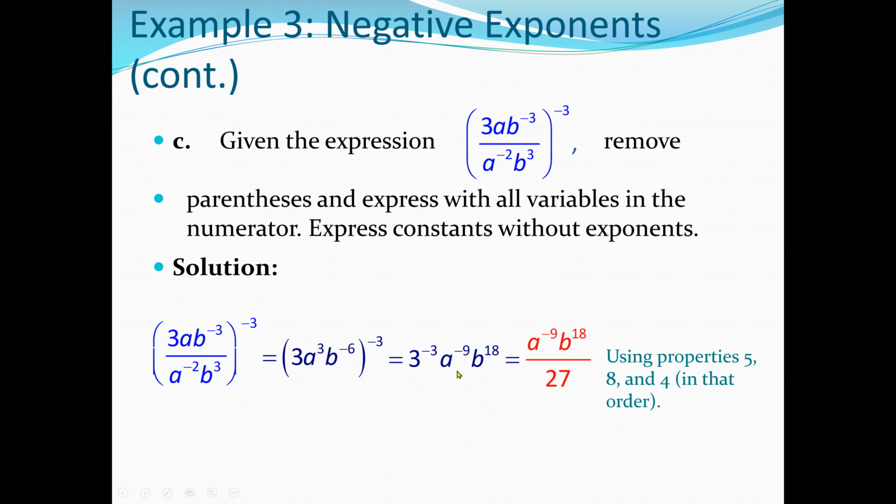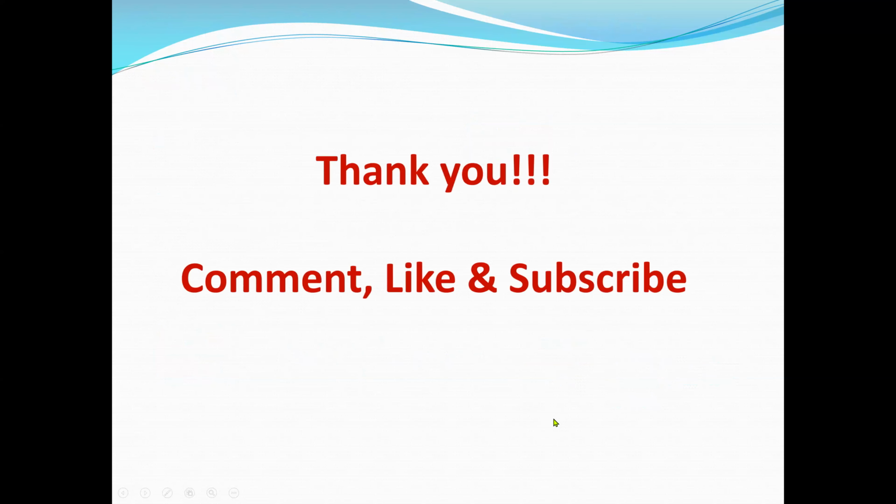The reason why we bring it down is so we change the negative. If we like also, we can bring the a down to be a to the power 9. Then only b to the power 18 will remain at the top. At the moment, this is correct: a to the power negative 9, b to the power 18, 27.